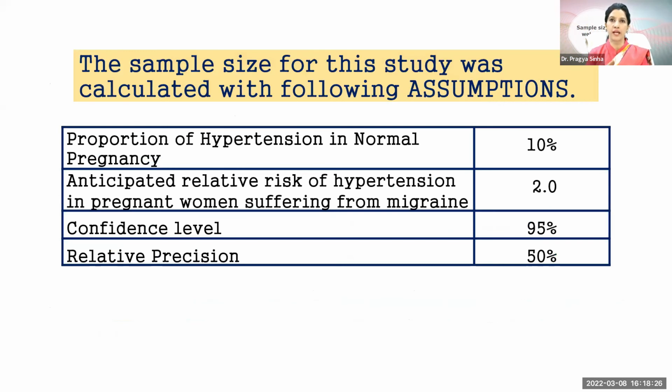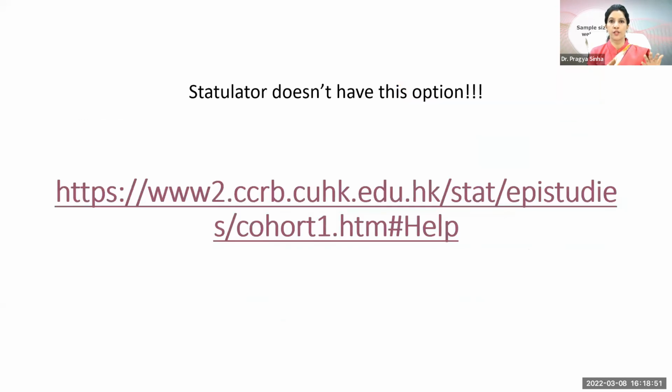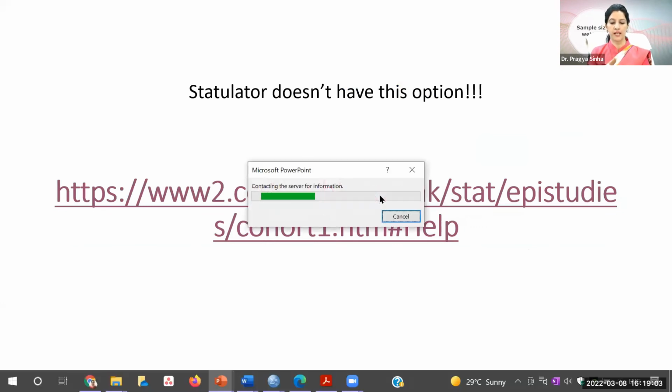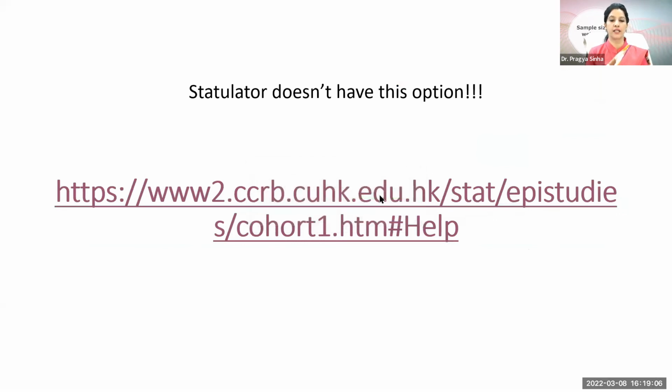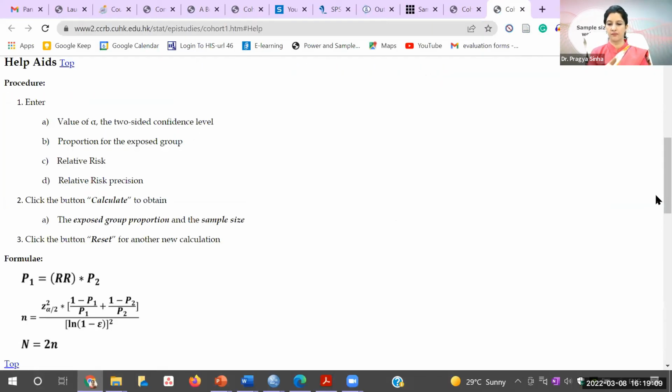So if you take the input, what input should you enter? The proportion of hypertension in normal pregnancy is 10%, the relative risk is 2, confidence level is 95%, and the relative precision is 50%. So for this, Statulator doesn't have this option of calculation of the sample size based on the relative precision of the relative risk. So this is the formula, this is the link which we have given you in the text box, and you can use that just to see, because you have to calculate also. So press this link and then it will lead to this.